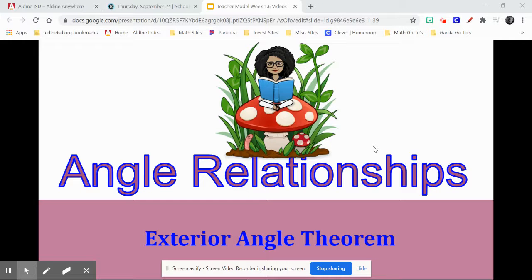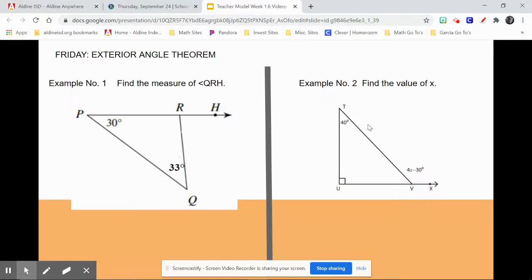Math Mastermind. This is the last day for angle relationships, and we're going to discuss the exterior angle theorem. Okay, so I have some examples I'm going to walk through with you. If you notice on the picture that you see, the triangle has like a little tail. Well, that's when we have to use that part to help us determine the exterior angle.